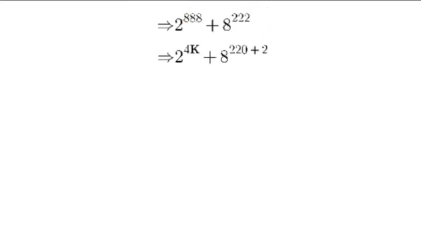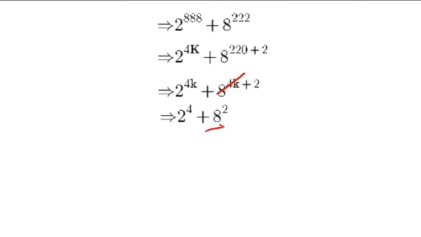So 888 is already divisible by 4, so we can write it as 2 raised to 4k, plus this other number needs to be rearranged. 220 is divisible by 4, plus 2, the remaining part. So we can rewrite it as 2 raised to 4k plus 8 raised to 4k plus 2. So 2 raised to 4k means it's 2 raised to 4. And 8 raised to 4k is 1, so we leave it there. So we will only write 8 to the power of 2.